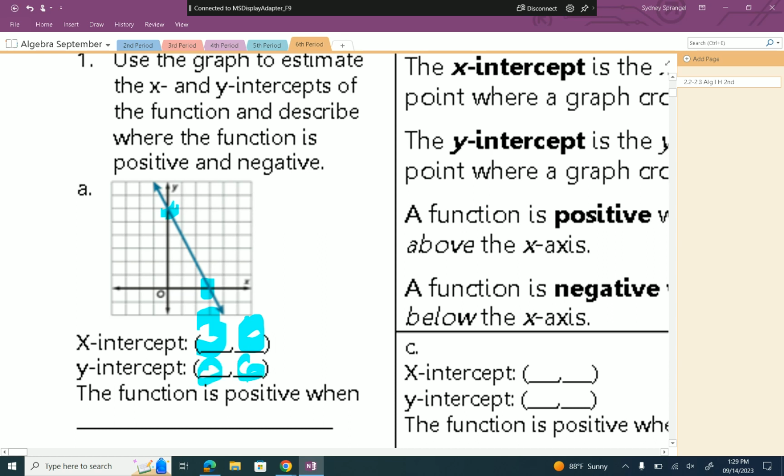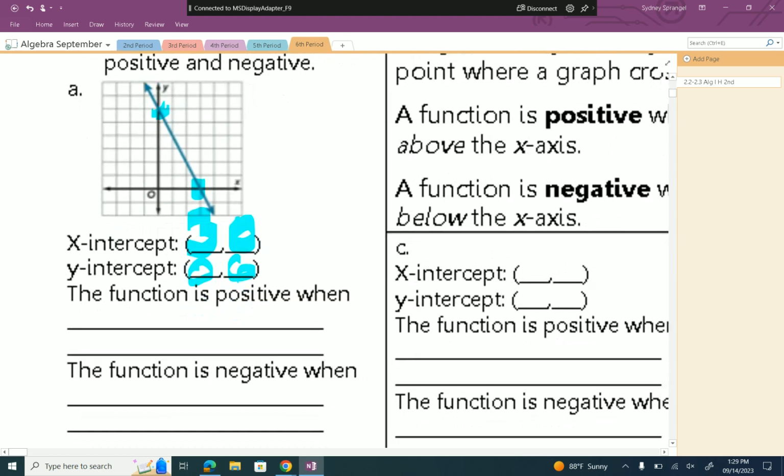Yes. So now we want to talk about when it's positive and when it's negative. So is it... I'm learning. I want it to be perfect, but it's not going to happen today. Maybe one day. You guys are my guinea pigs. I'll figure it out. I'll be great next year, but this year I'm struggling with the tech.